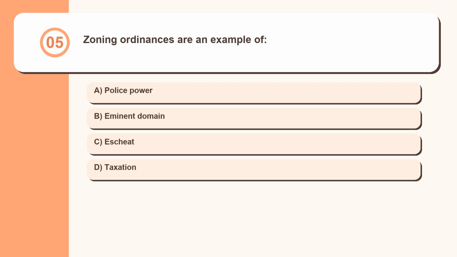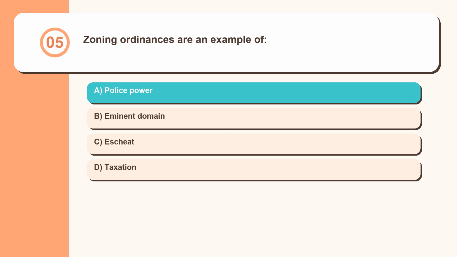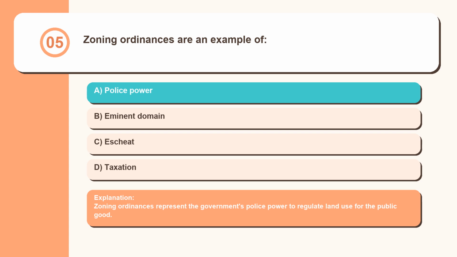Question 5. Zoning ordinances are an example of police power, eminent domain, escheat, taxation. Zoning ordinances represent the government's police power to regulate land use for the public good.